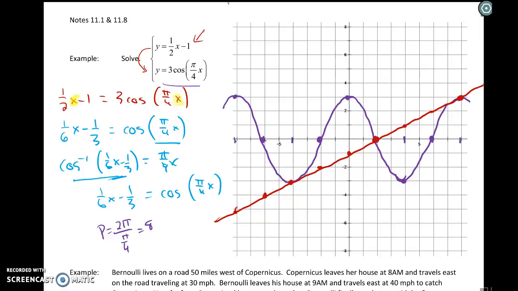So this function that we couldn't solve by hand analytically, we can see graphically that there are 3 solutions. They are (-4, -3), (2, 0), and it looks like (8, 3).